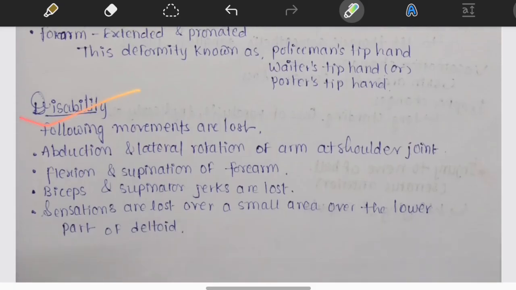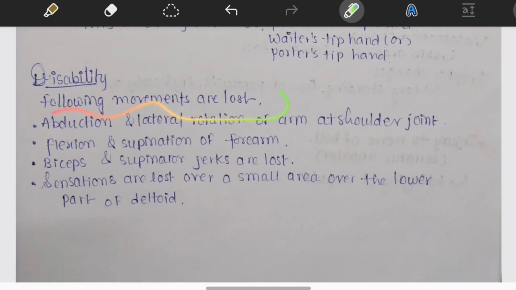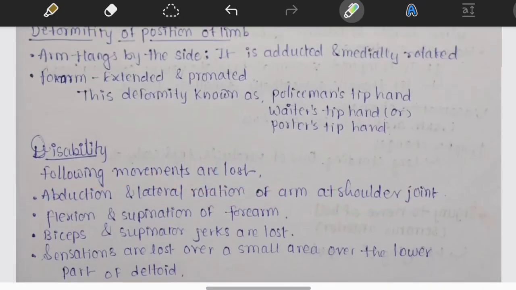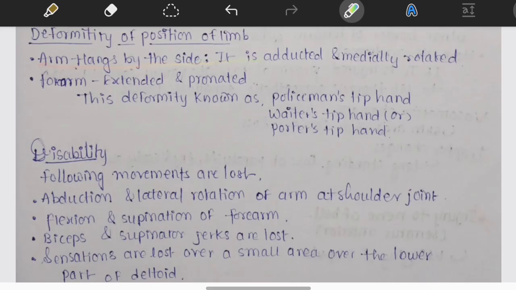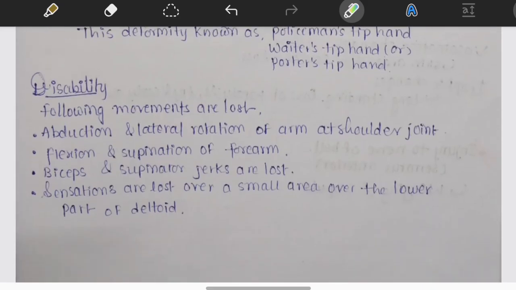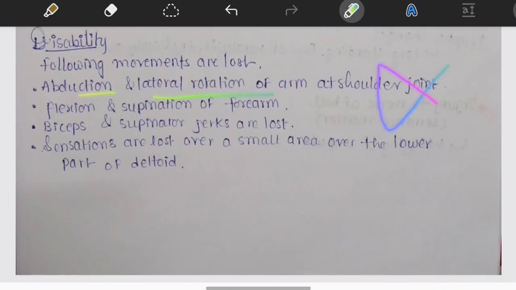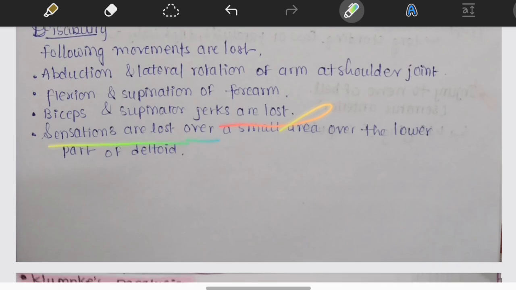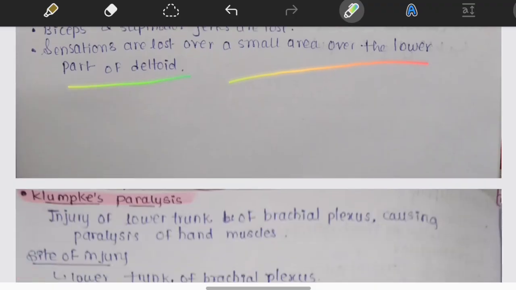Then we will talk about the disability caused by Erb's palsy. The following movements are lost. Which movements? Abduction and lateral rotation of the arm at the shoulder joint. You already see that the arm hangs by the side, adducted and medially rotated, so abduction and lateral rotation can't occur. Flexion and supination do not occur because the forearm is pronated, and biceps and supinator jerks are lost. Sensations are lost over a small area over the lower part of the deltoid muscle.